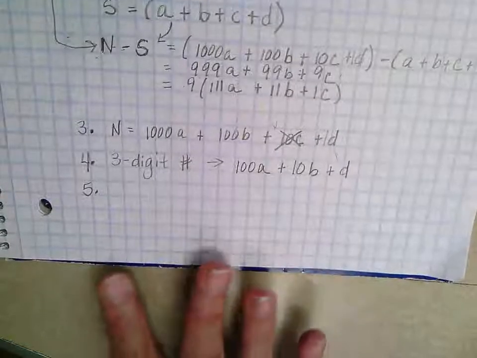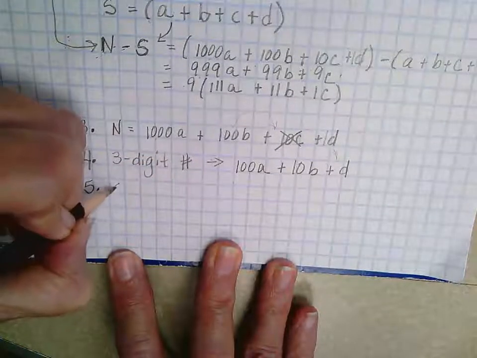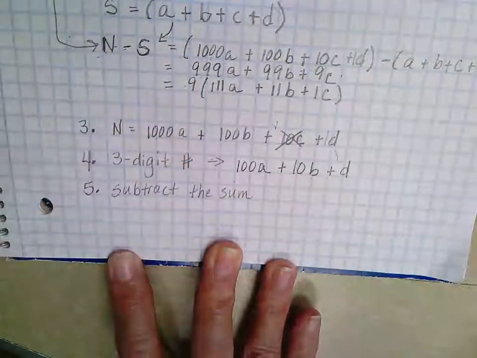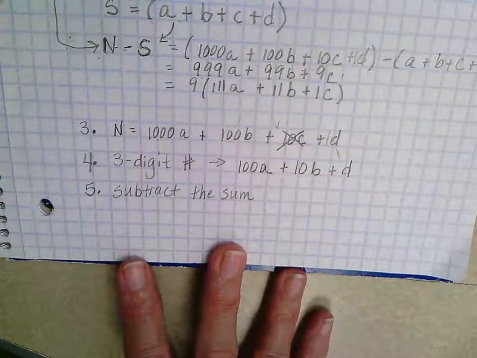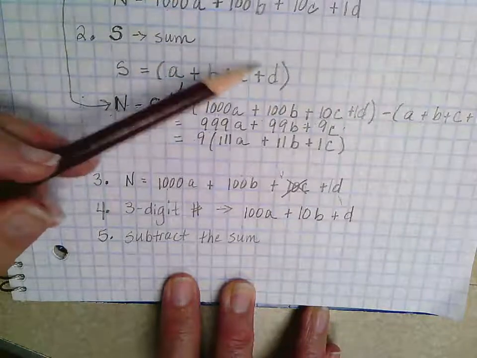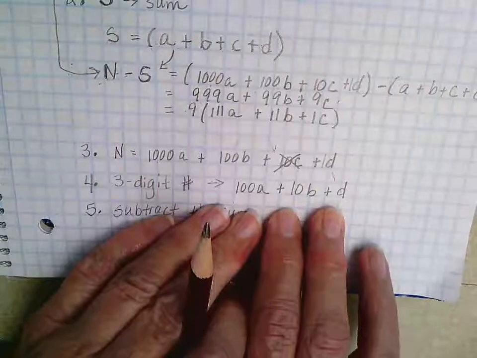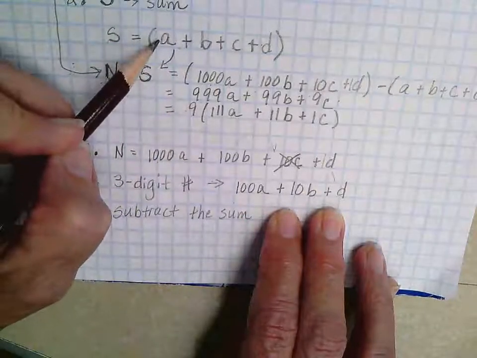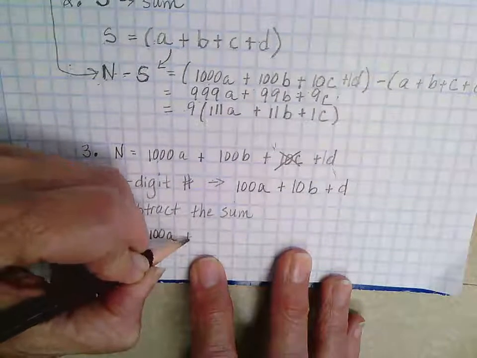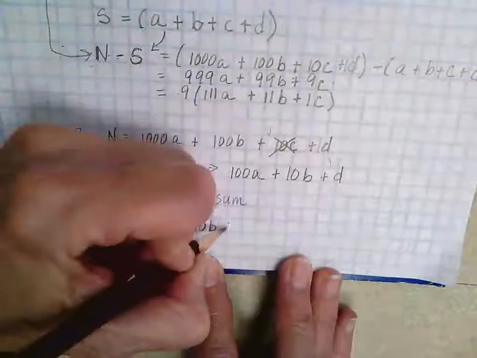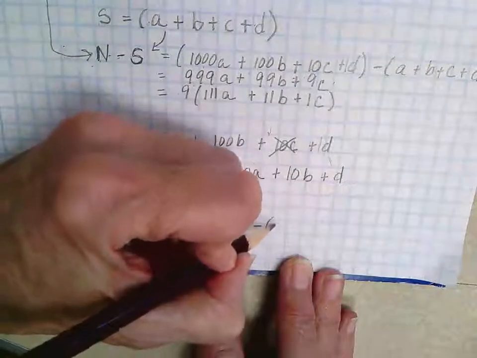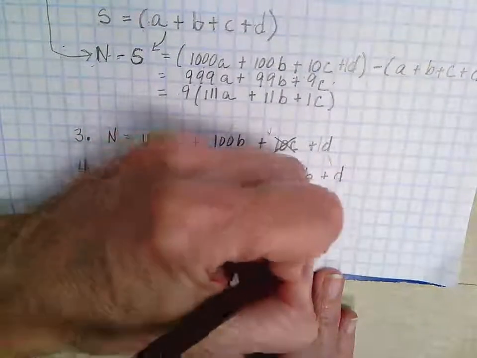The next step is to subtract the sum of the digits. The sum of the digits was way back up here in step two: A plus B plus C plus D. So now I'm going to take this three-digit number and subtract this from it. So I'm going to have 100A plus 10B plus D minus this sum, A plus B plus C plus D.